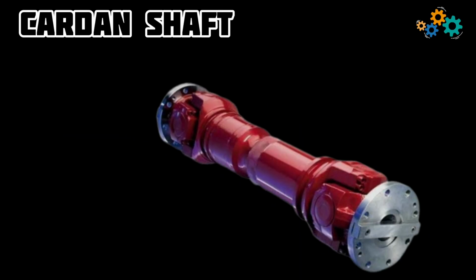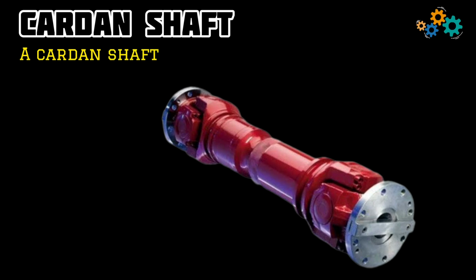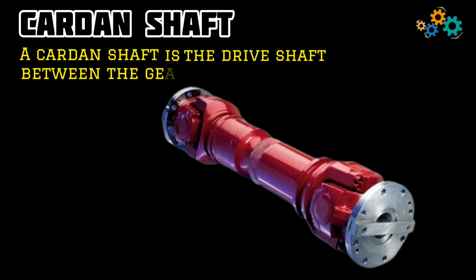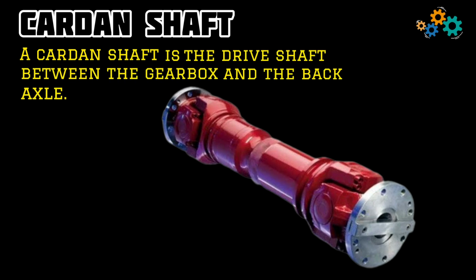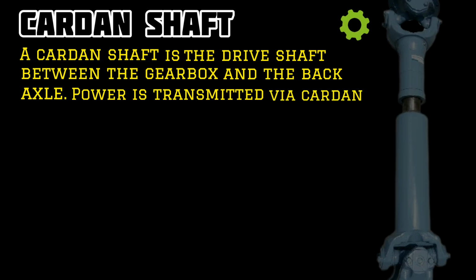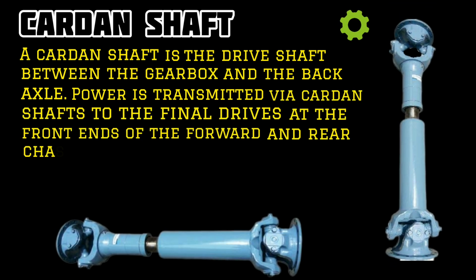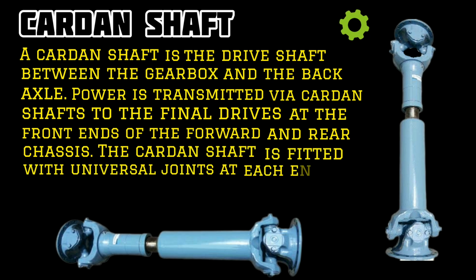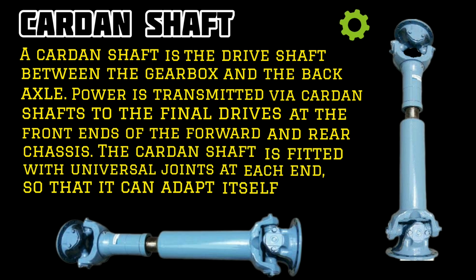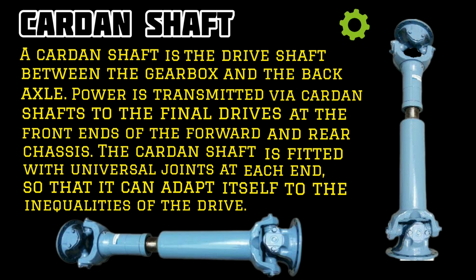Cardan shaft. A cardan shaft is the drive shaft between the gearbox and the back axle. Power is transmitted via cardan shafts to the final drives at the front ends of the forward and rear chassis. The cardan shaft is fitted with universal joints at each end, so that it can adapt itself to the inequalities of the drive.